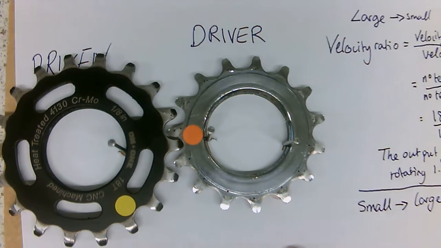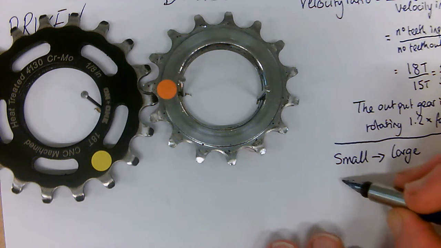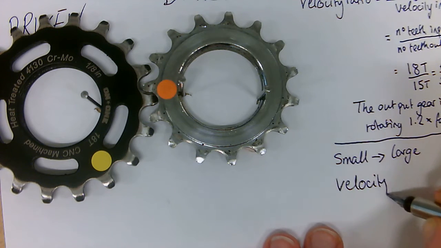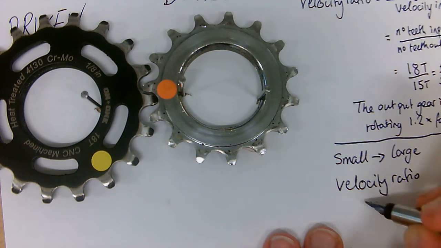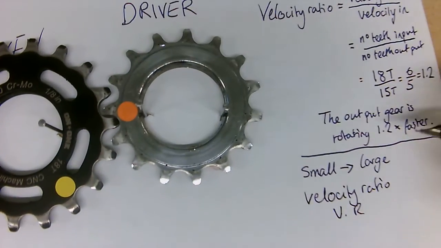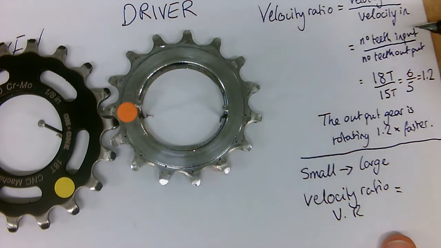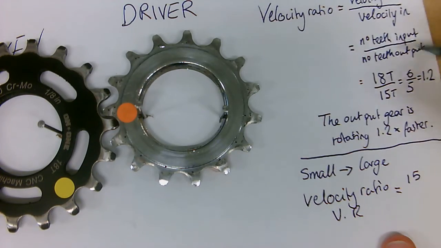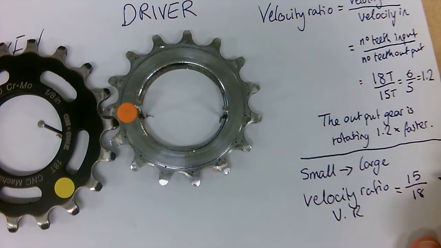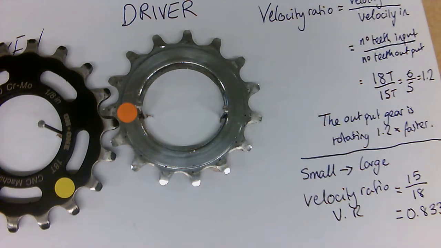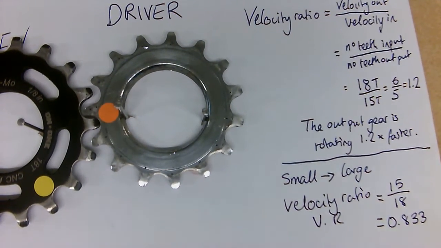Now, what is our velocity ratio going to be here? Our velocity ratio, or the VR, is going to be the number of teeth on our input, which is 15, divided by the number of teeth on our output cog, which is 18, which we find is 0.833. Now, what does this tell us? It tells us that our output gear is moving about 1/6 less fast than our input gear.